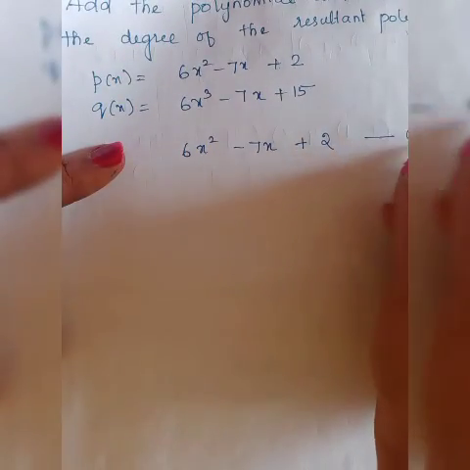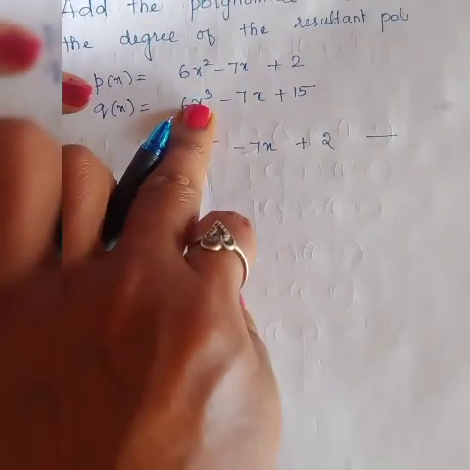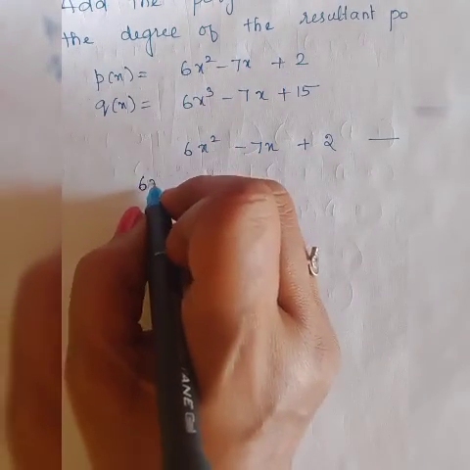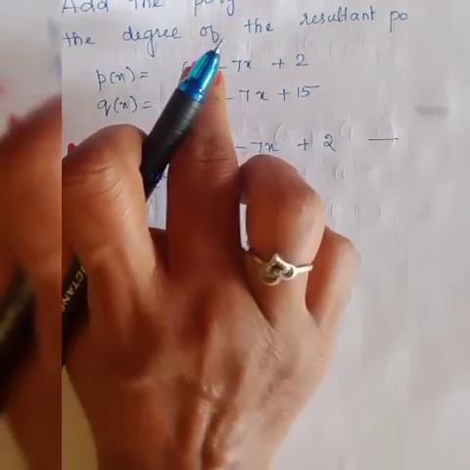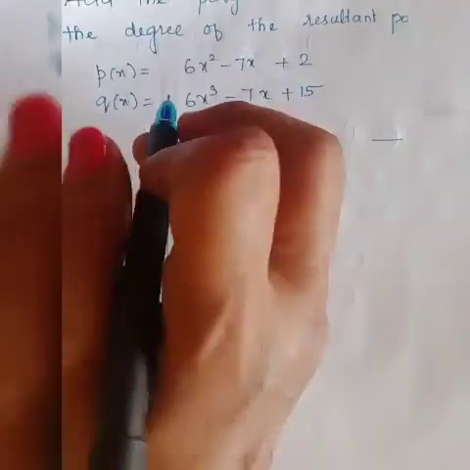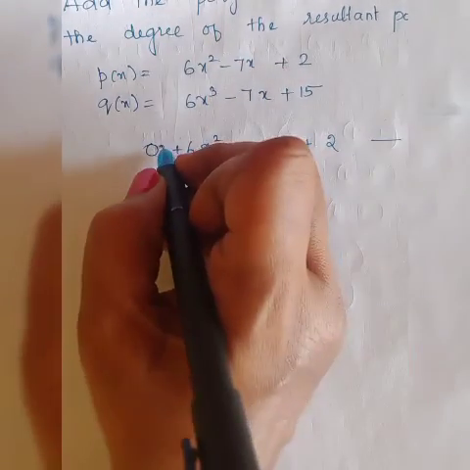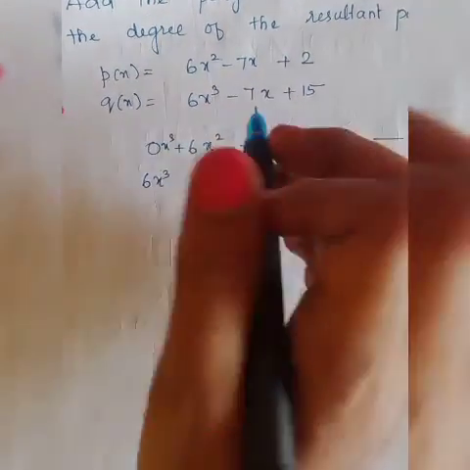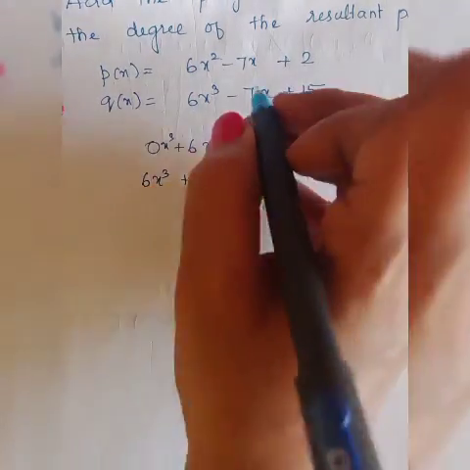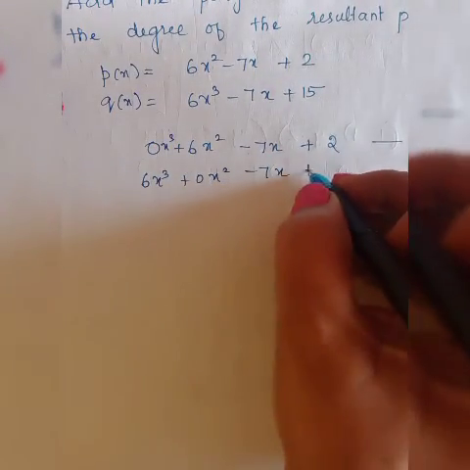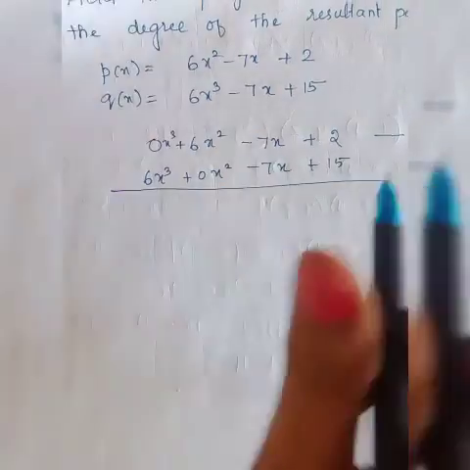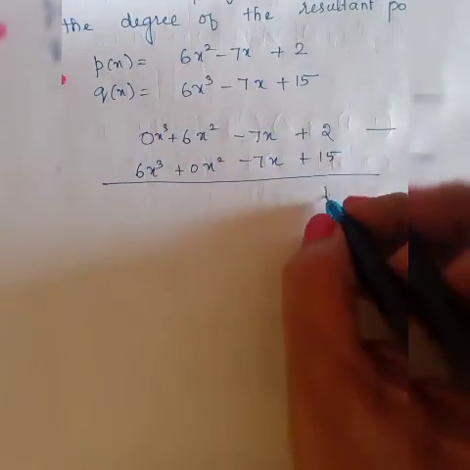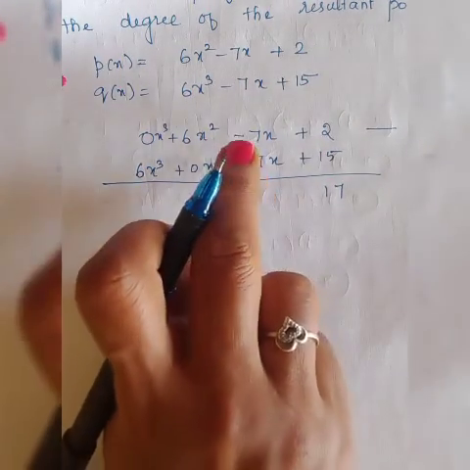Now this is the first polynomial, and the second polynomial has highest degree 3. So I can write 6x cube. I don't have a cubic term in the first polynomial, so I can take 0x cube. And I don't have an x square term in the second polynomial, so I can write 0 times x square, and minus 7x plus 15.